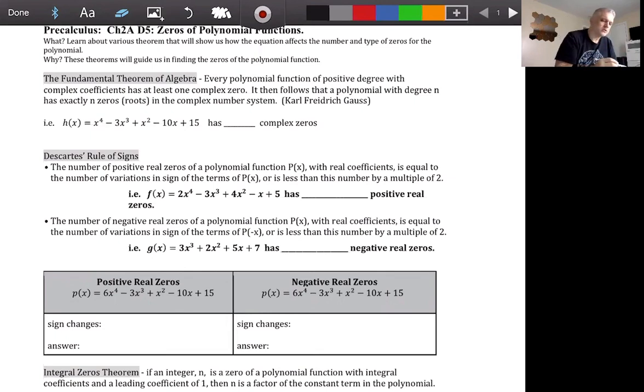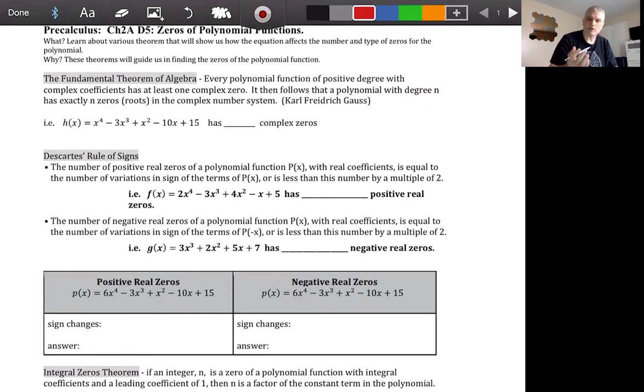Okay, we are going to start with the fundamental theorem of algebra, which is something that you already knew, but now here's an intelligent sounding theorem to go behind it. It tells us that every polynomial that has a positive degree with complex coefficients has at least one complex zero. Complex numbers can be written in the form a plus bi. Every real number that you know is a complex number. Every imaginary number is a complex number. It then follows that a polynomial with degree n has exactly n zeros or roots.